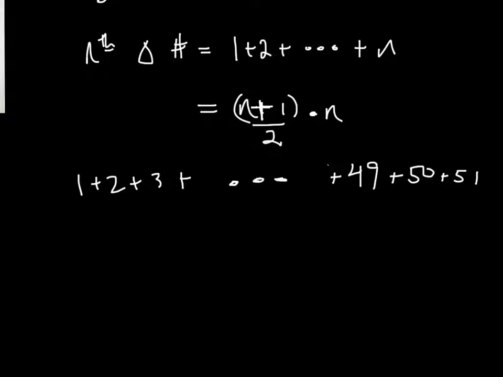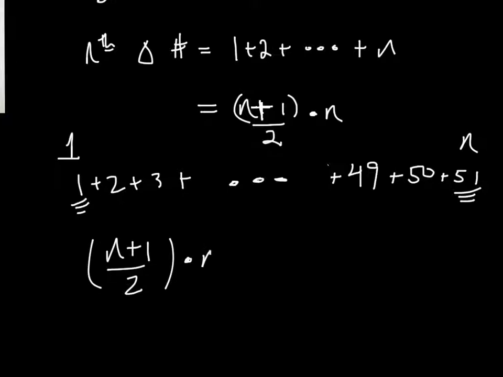What is the average of the numbers in this list? 25? No, 26, because I went out to 51. If I average 1 and 51, that tells me the average. It's 52 divided by 2. In other words, if this is n, and this is 1, it's n plus 1 over 2. That's the average. How many numbers are in the list? n numbers, because I go from 1 to n.